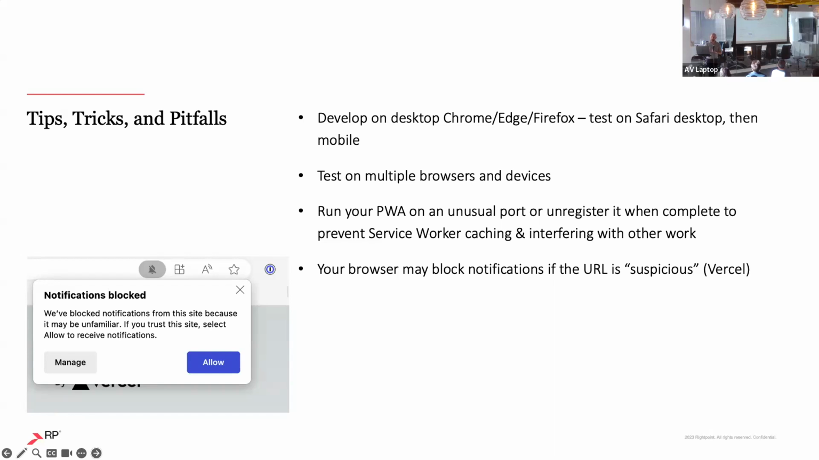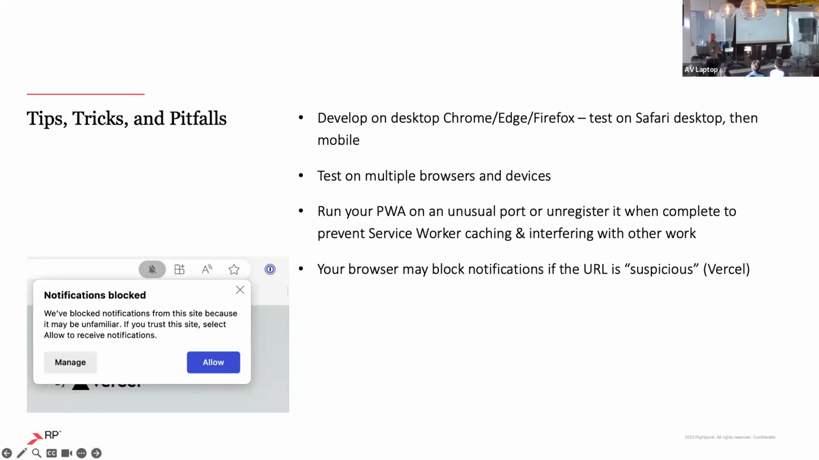I also recommend running your PWA on an unusual port number or being sure to unregister it when you complete your effort, because service workers are notorious for caching CSS, JavaScript, and other things that you might be using elsewhere. So if you're using a common port, you might find that stuff is not refreshing when you expect it to, and you might spend half an hour to an hour trying to figure out why your latest changes aren't propagating. Ask me how I know.